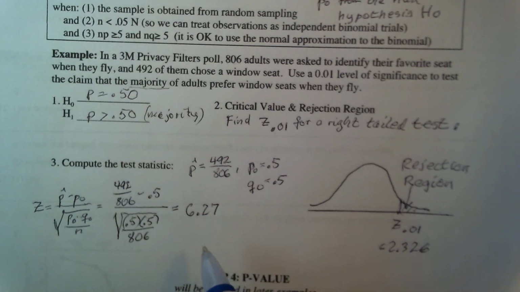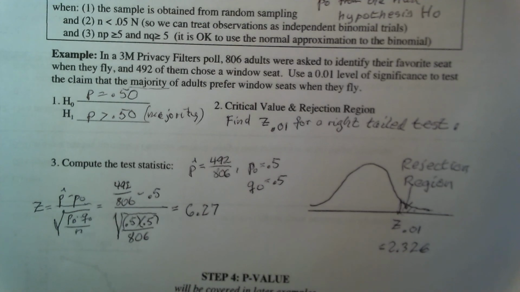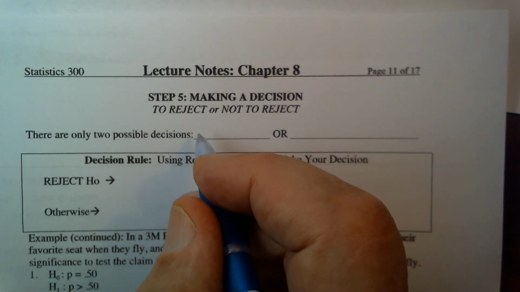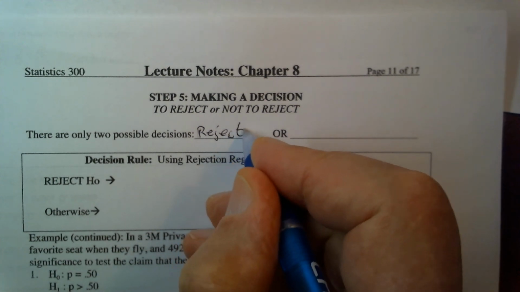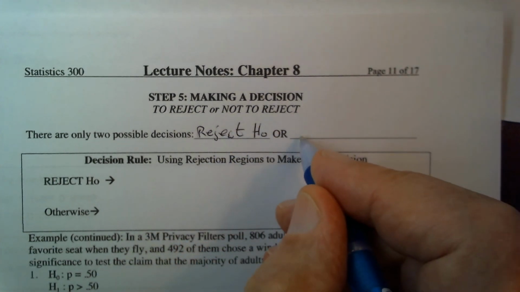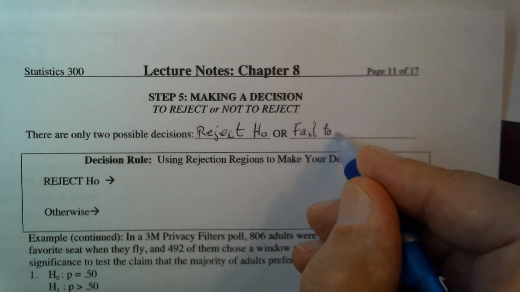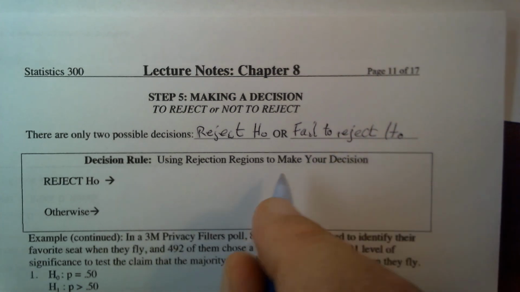Now let's think about what that implies. That means the z-score for the test statistic is more than 6 standard deviations to the right. Step 5 is making a decision. There are only two possible decisions. We either reject the null hypothesis, reject H0, or fail to reject the null hypothesis.